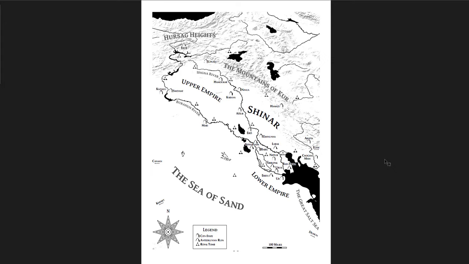Down the Great Salt Sea, you have Dilmun. To the east, you have Elam. In the northwest, you have the Hittites, although I think that's much, much later. You have the legends, right? So at the bottom, you have the city-states, antediluvian ruins, and royal tombs. And you can see that there are lots of antediluvian ruins on here, so you could expand this into a much bigger game if you wanted.